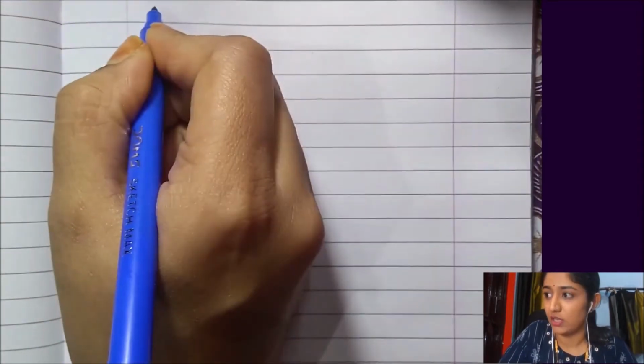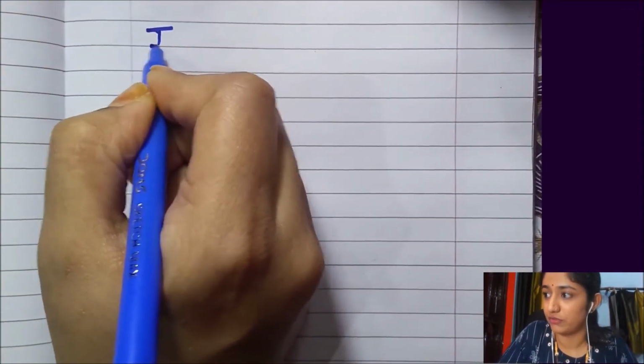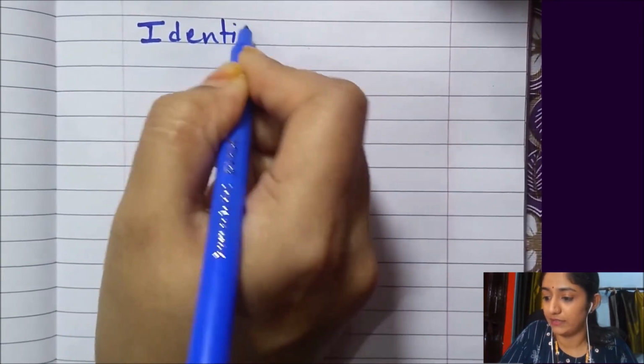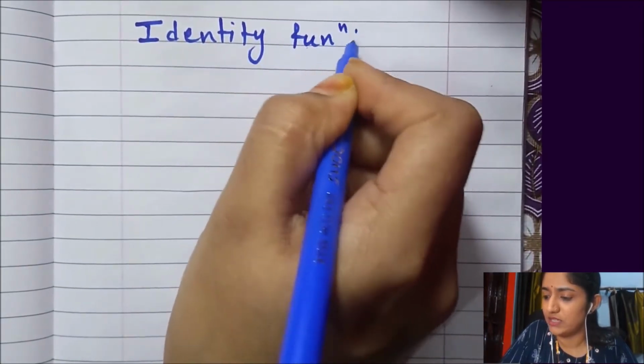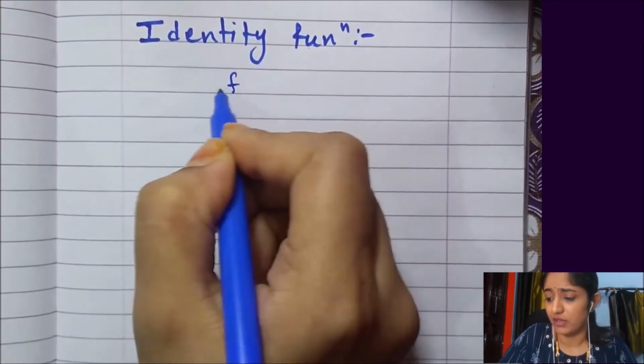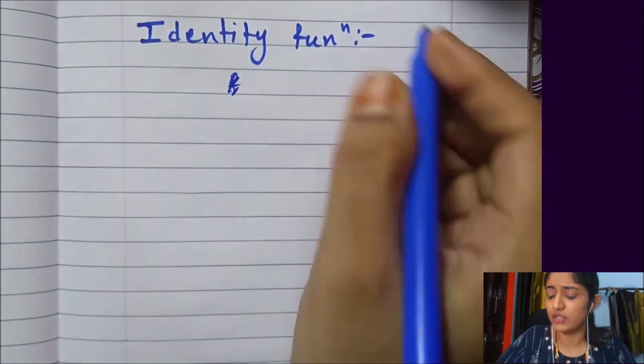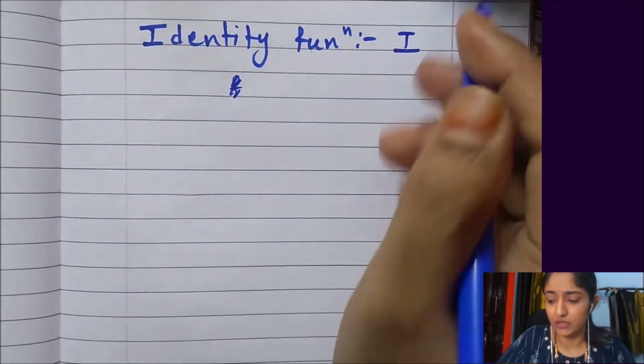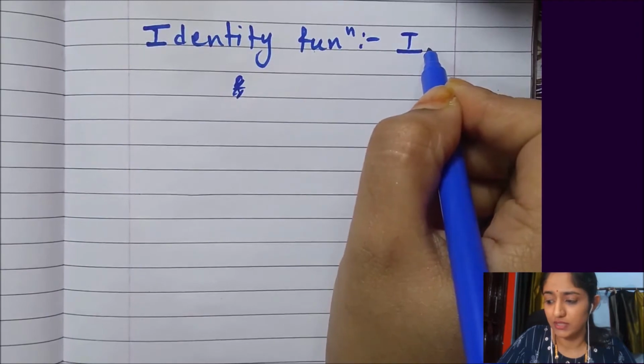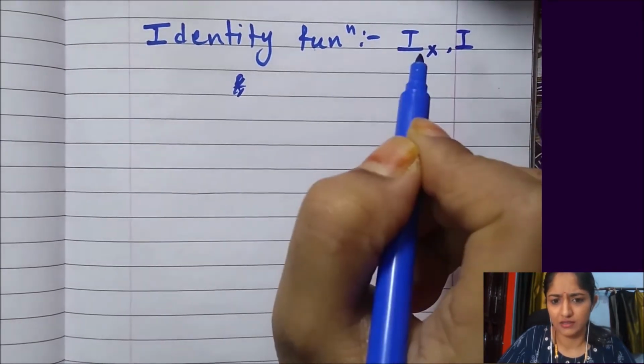Let's go ahead with another kind of function. This is a type of function that will be important in many ways. Let's just see the rigorous definition. We are seeing the definition of the identity function. This is the easiest function to remember. Identity function is usually denoted by I, and if the domain is x, then there is a suffix x also, or just simply I.